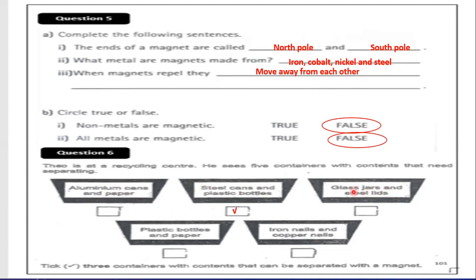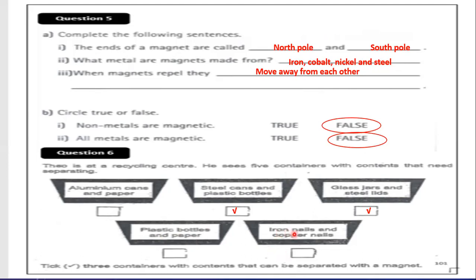The next is glass jars and steel lids. So again, there is steel, and as long as there is steel, this means that it's going to be attracted to the magnet and separated from the glass jars. Next is plastic bottles and paper. There are no metals here, so definitely they are not magnetic.